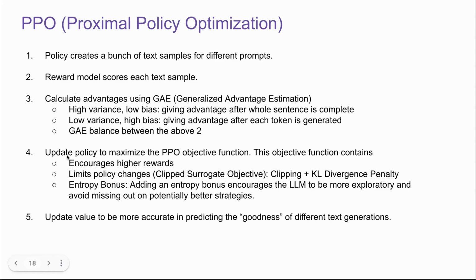The fourth step is to update the policy to maximize the PPO objective function. The objective function contains several terms. The first one encourages higher rewards, because that's our goal. And then it limits policy changes. And then it also encourages the LLM to be more exploratory by adding an entropy bonus. And then we update the value model, which is the critic, to be more accurate in predicting the goodness of different text generations. So this is basically how PPO works.